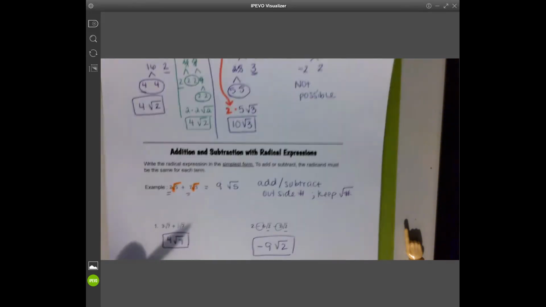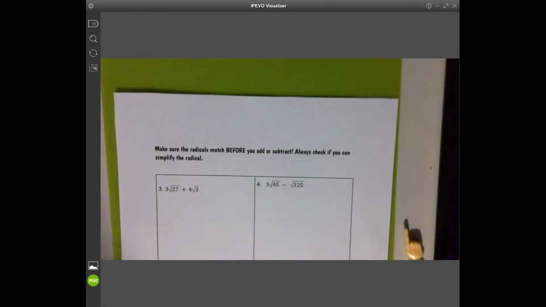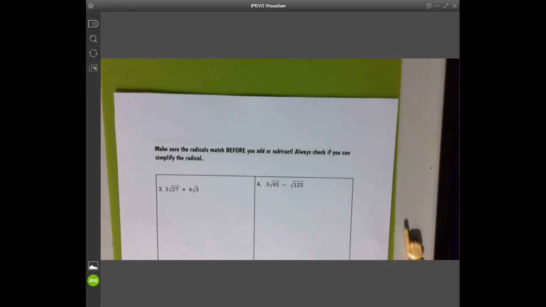All right, we're going to take it up a little bit further, still with addition and subtraction. So it says, make sure the radicals match before you add or subtract. Always check if you can simplify the radical. So looking at number 3, we have 3 square root of 27 plus 4 square root of 3. 4 square root of 3 cannot be simplified. It's all ready to go for us to use. But 3 square root of 27 needs a little bit of work that we need to simplify first.